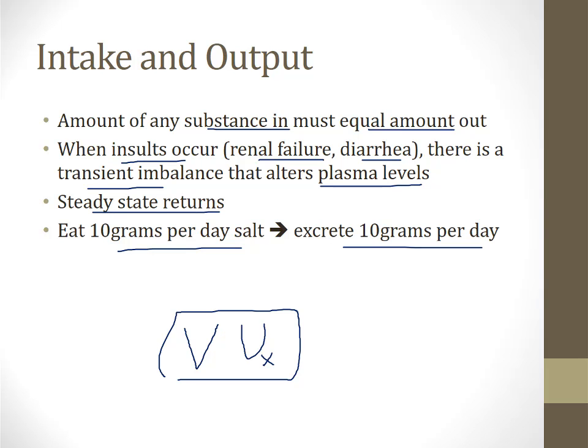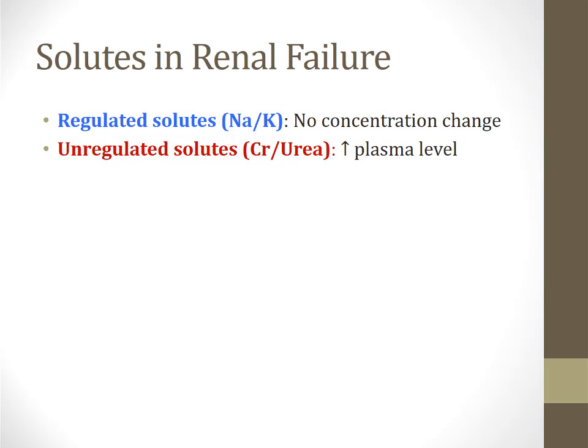This happens in healthy states and in disease states, and this is one of the most confusing topics in renal physiology. To drill down on this further, let's talk about how different solutes are handled by the body in the setting of renal failure. Regulated solutes include solutes like sodium and potassium. The levels of sodium and potassium are tightly controlled by the body. ADH controls sodium levels, aldosterone controls potassium levels.